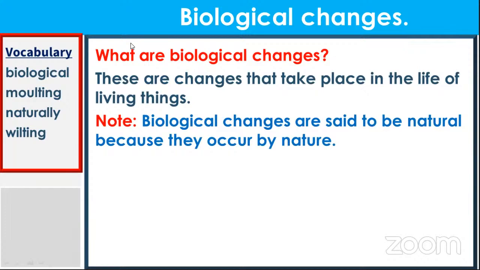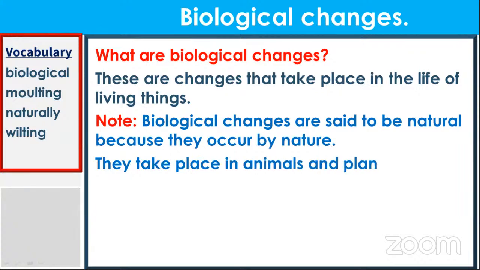Biological changes are said to be natural because they occur by nature. They occur by nature. So that is what we say about biological changes. Now, here we are saying they take place in animals and plants. They take place in animals and what? Plants. Because these are living things.